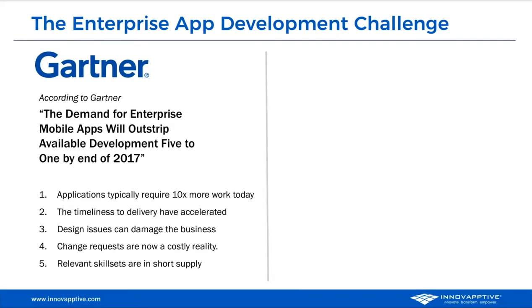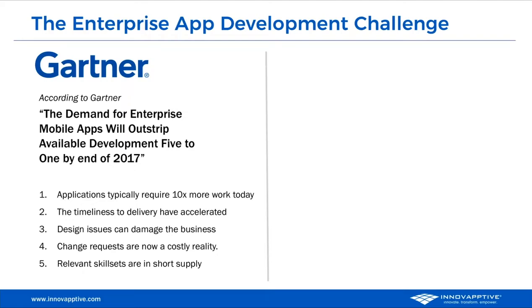In fact, 79% of users will retry a mobile app only once or twice, and if it fails to work the first time, they're not going to use the application. So no matter how tight the deadline for your project, every app needs to be thoughtfully designed and bug-free to succeed. And now change requests are a costly reality, right, because of tightened timelines and stringent UX standards.